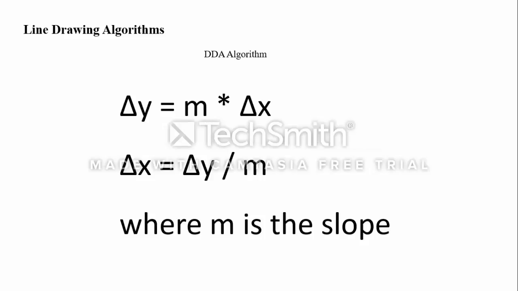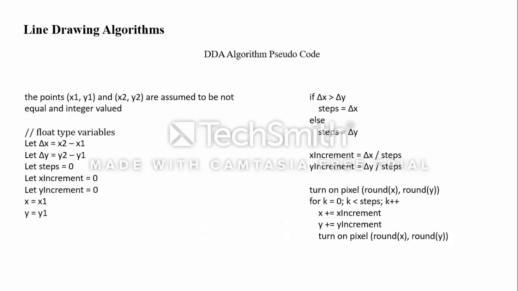It is a scan conversion line algorithm based on calculating either delta x or delta y using these equations respectively. Here is the pseudocode. As you can see, it is relatively simple, defining several variables, a conditional statement to evaluate if delta x is larger than delta y, and then a for loop to increment through x and y values and turning on the corresponding pixel values.